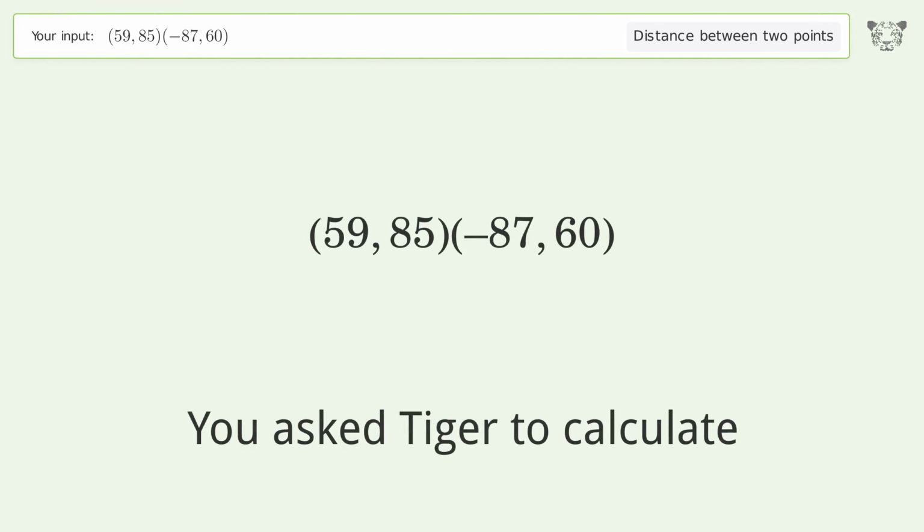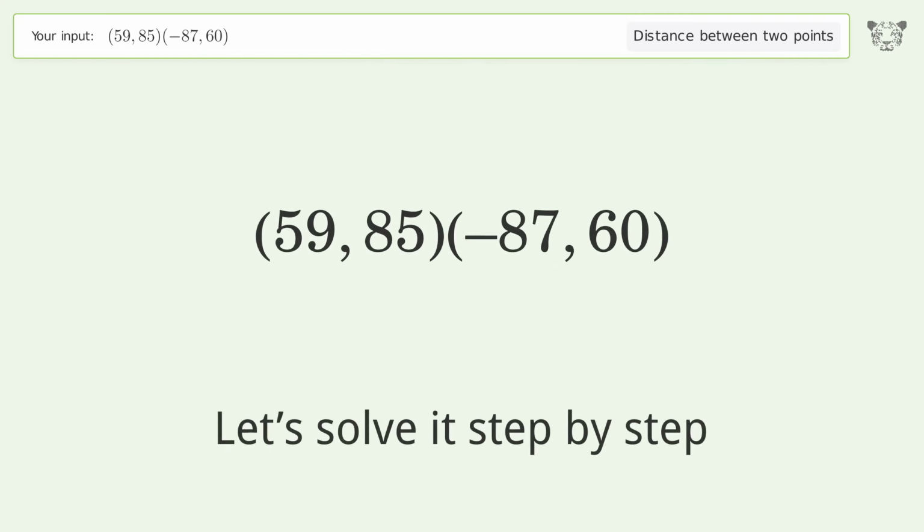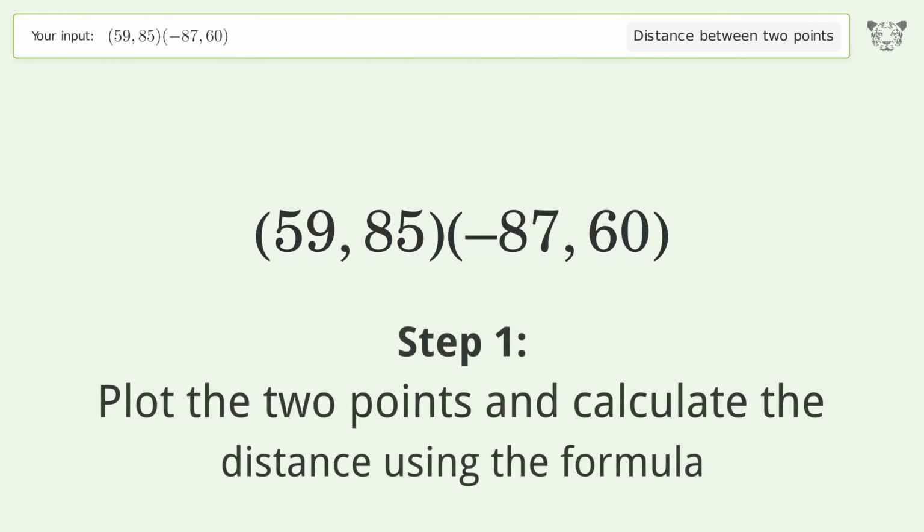You ask Tiger to calculate. This deals with the distance between 2 points. The distance between the 2 points is the square root of 21,941, or 148.125. Let's solve it step by step. Plot the 2 points and calculate the distance using the formula.